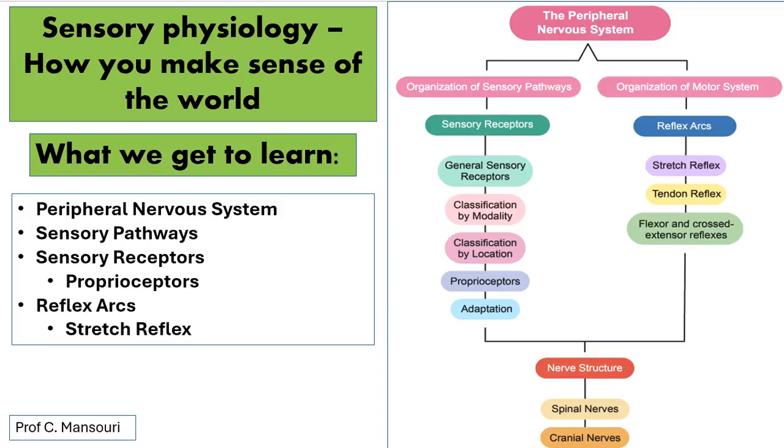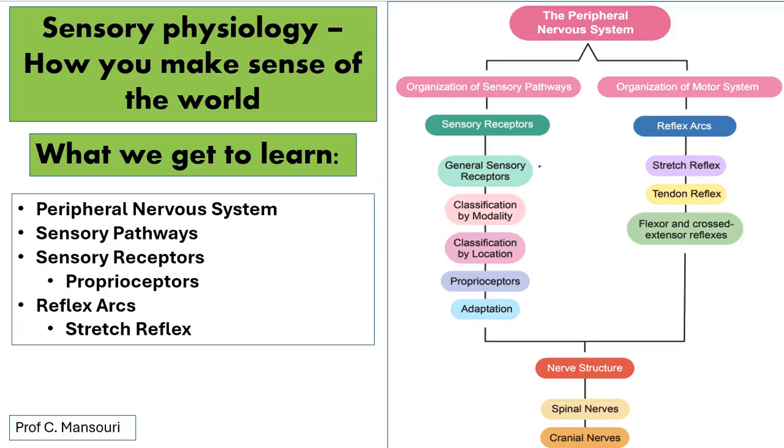Hello, learners, and welcome to Chapter 13, where we get to talk about sensory physiology. And what that really means is how you make sense of the world inside of you and also your external environment. Our focus has to be the peripheral nervous system. What does the peripheral nervous system do? It links the body and brain through sensory pathways. And this is where receptors are converting stimuli into nerve signals.